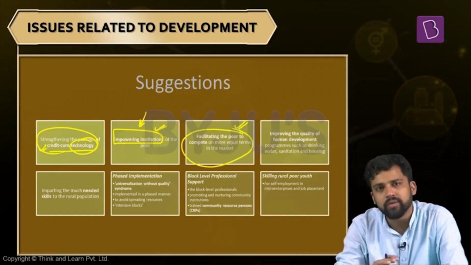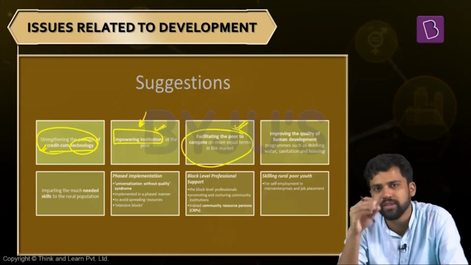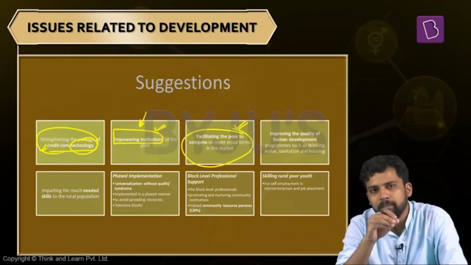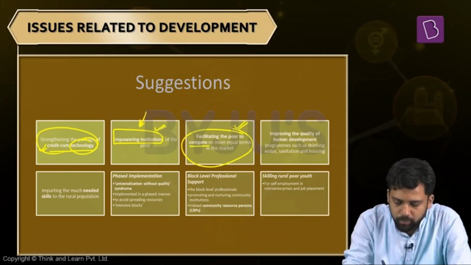Apart from that, we need to give some support to SHGs. We need to create some incentives for them so that they're able to participate in the markets. We need to make them accessible to the markets. The connectivity to the markets should be made better. They should be able to compete on better terms in the market.